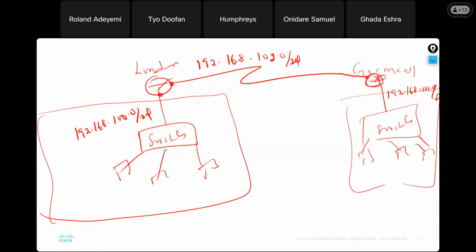A local area network in London wants to talk to a local area network in Germany. How is this going to work? How are we going to make this happen? The router, based on what we discussed in the last class, only knows about the directly connected networks. So the London router knows about 192.168.100.0 in its routing table. London router will know about 192.168.102.0 in its routing table. Those are the only two networks that the London router can help us to reach.